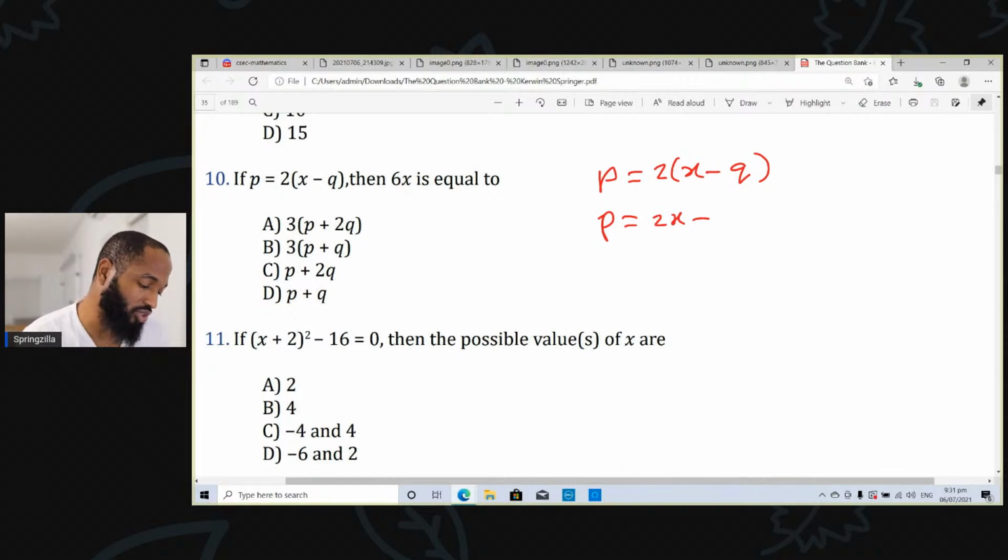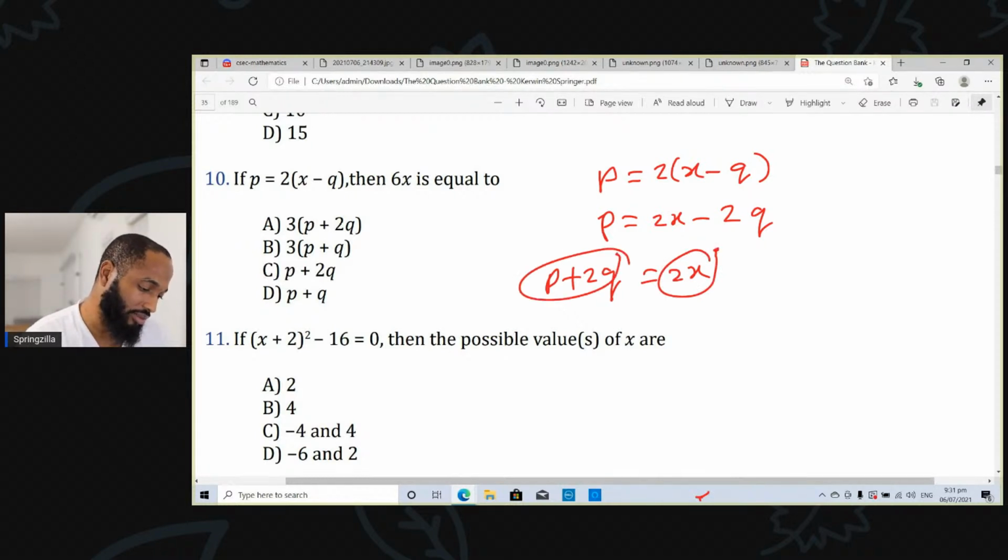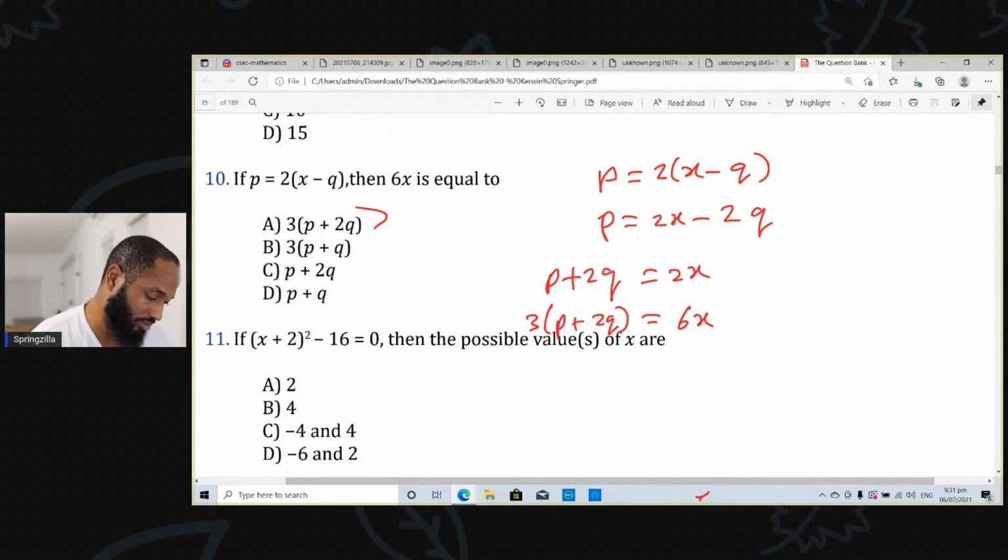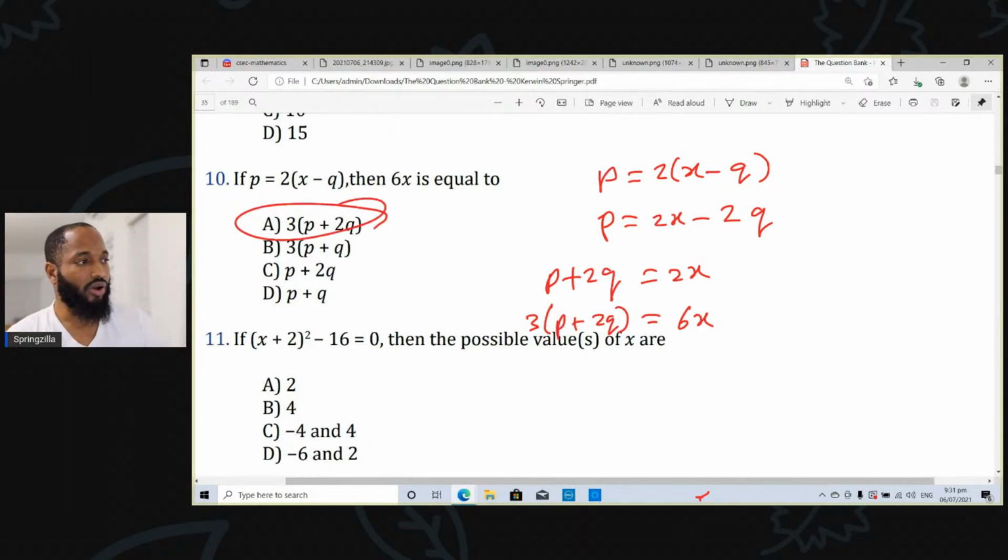You could substitute numbers for x, p and q, but I'll do it the long way. p plus 2q, because you bring it across. So this is 2x, but we want 6x, so let me just multiply this by 3. Answer is A.